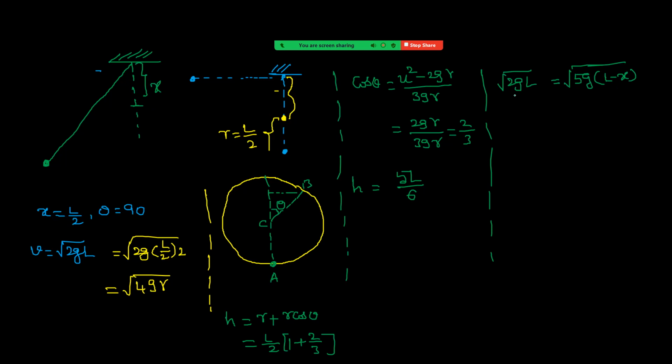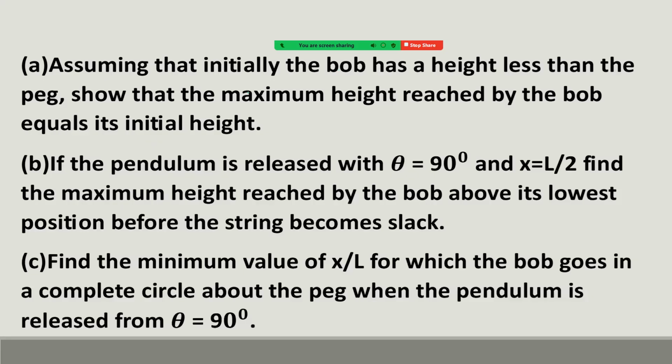Now square on both sides. g gets cancelled. 2L equals 5 into L minus x. 5L minus 2L, that is 3L, is equal to 5x. From that, x by L equals 3 by 5, that means 0.6. For this ratio, it is able to complete vertical circular motion. So I hope you got the clarity. So option C: the minimum value of x by L for which the bob goes in a complete circle.